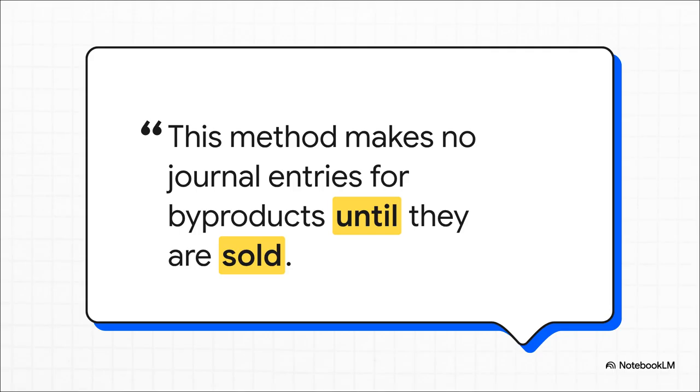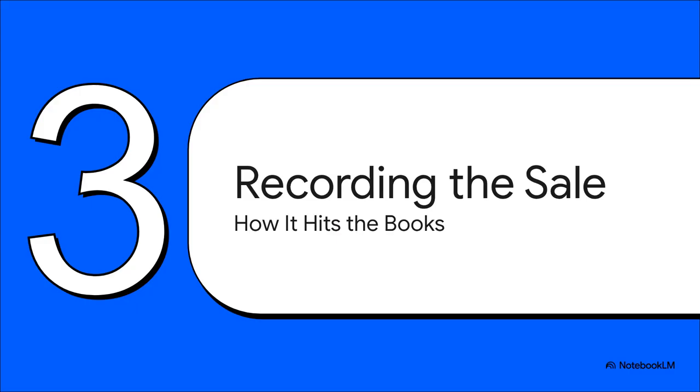The entire process has just one trigger, the sale. That's it. Okay, so we're waiting. The byproduct is just sitting in a warehouse somewhere completely off the books. But what happens when we finally sell it? How does it actually hit the financial statements?